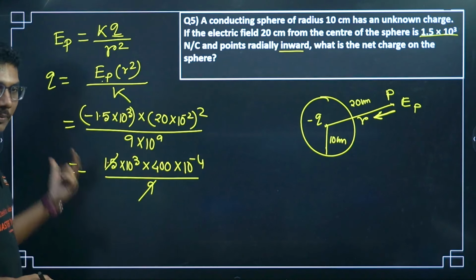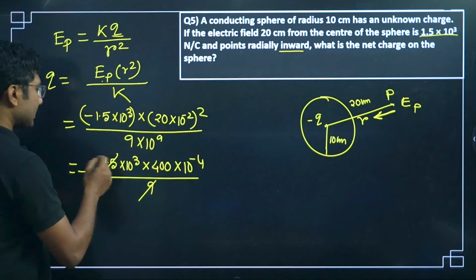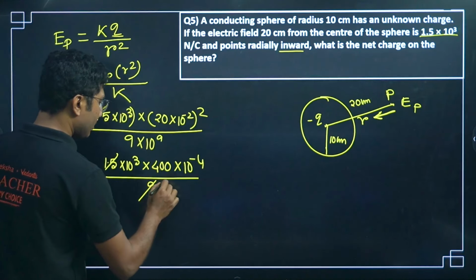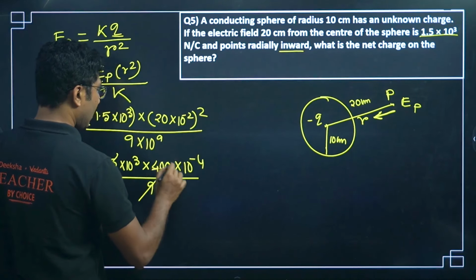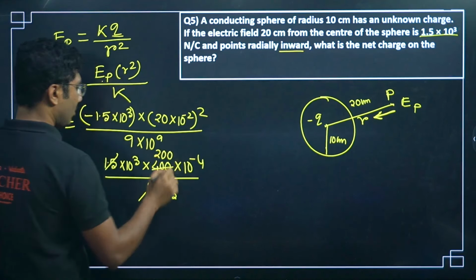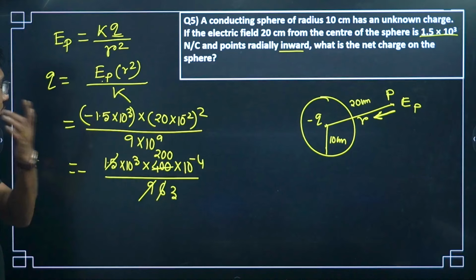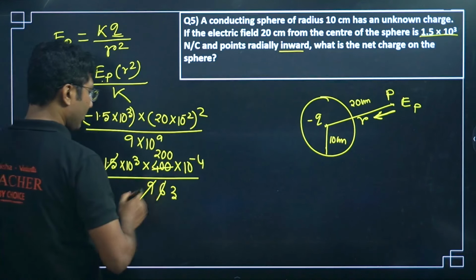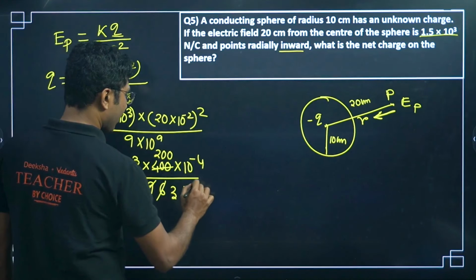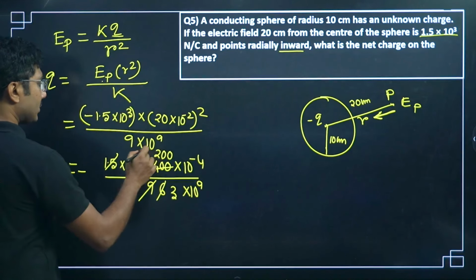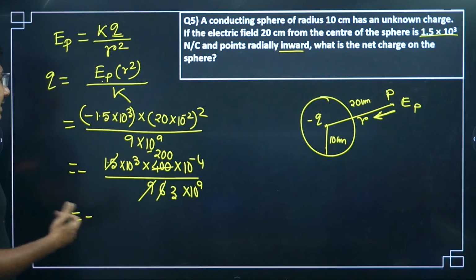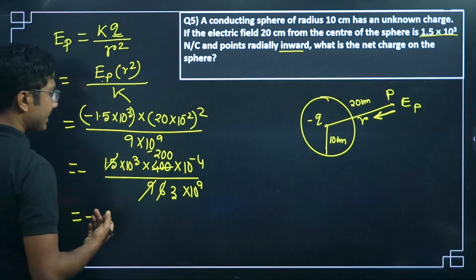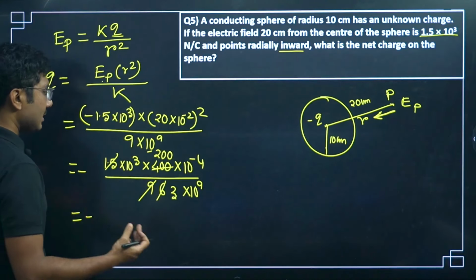6 into 1.5 is 9. Okay, 6 1s is 6, 6 0.5s is 3. So it will be 6, and then 3 200. Okay, 3 2s are 6, 2 2s are 4, so 200. Now, we also have a 10 to the power of 9 over here, this one. So do not make mistakes, be careful, check, double check. If you feel you are making any mistakes, obviously you have to double check.